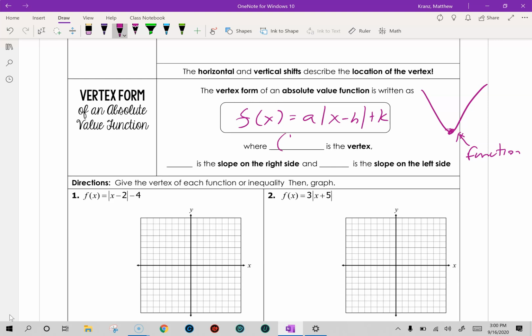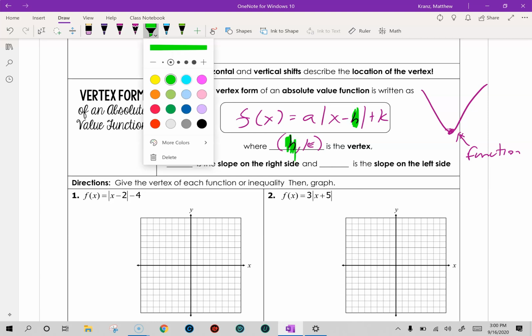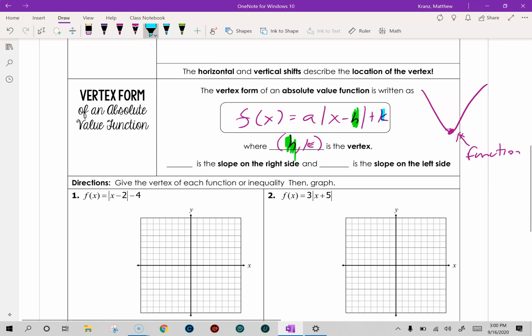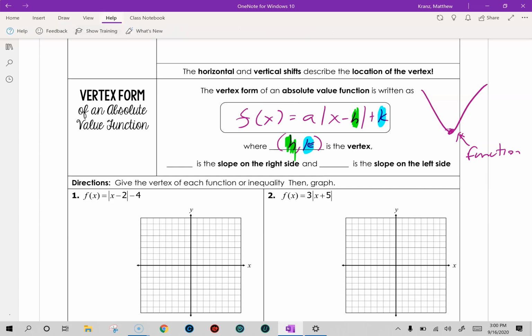So your vertex is actually located at h and k. Now you see how we have an h right here, and there's an h right here. And then there is a k right here, and a k right there. I know it doesn't look like a k. It almost looks like a k and an e at the same time. All right, let's just make it a k. There we go.